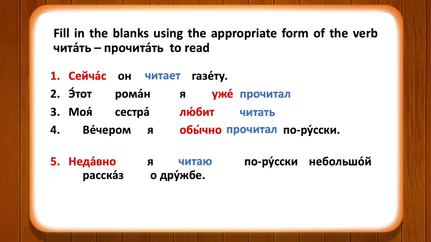Недавно я прочитал по-русски небольшой рассказ о дружбе. Недавно indicates completion of an action, and to denote completion of an action we use the perfective aspect in past tense because the action has already taken place. So недавно я прочитал по-русски небольшой рассказ о дружбе.